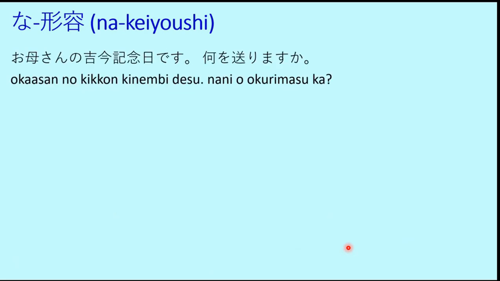Okaasan no kikkon kinenbi desu. Nani o okurimasu ka? Okaasan means mother. Okaasan no kikkon kinenbi. Kikkon kinenbi means anniversary. That is, it's the anniversary of my mother. It may also be the birthday. So for both purposes it may be used, but generally it is used for the marriage anniversary. Okaasan no kikkon kinenbi desu. Nani o okurimasu ka? Okurimasu is the verb for sending, that is, to send. So it's your mother's anniversary, what will you send her?